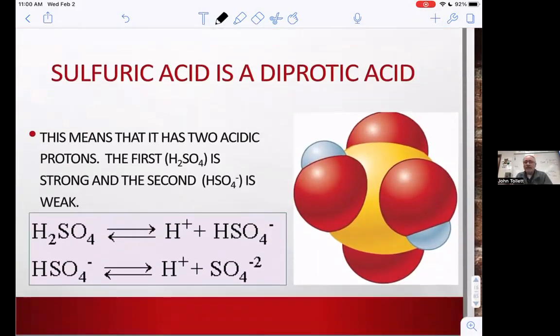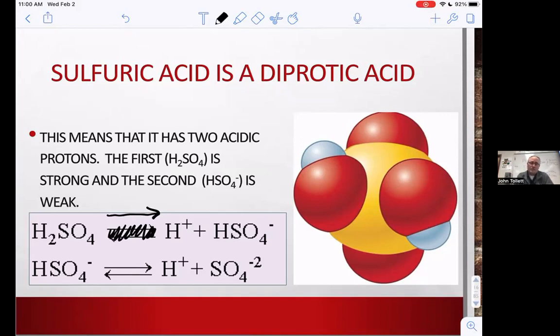So sulfuric acid is diprotic, which means that it gives off 2 hydrogen ions. And this graphic is actually quite wrong. This should not be an equilibrium arrow. It should be a to-completion arrow, a single-sided arrow. H2SO4 will give off a hydrogen ion 100% straight away.